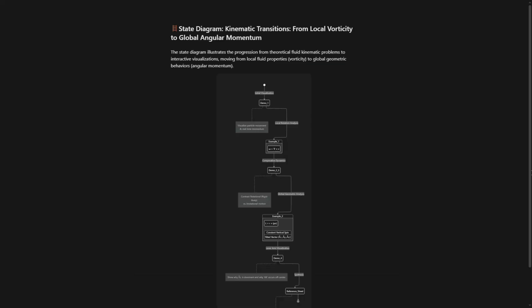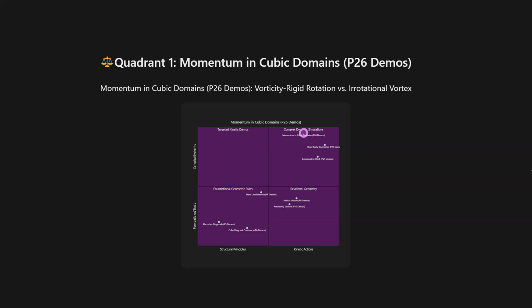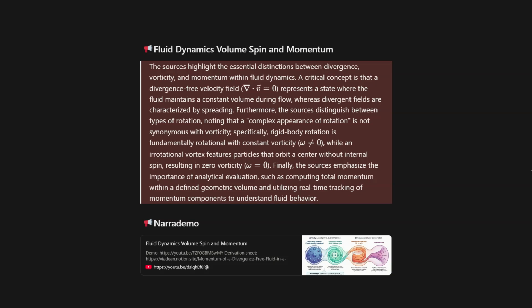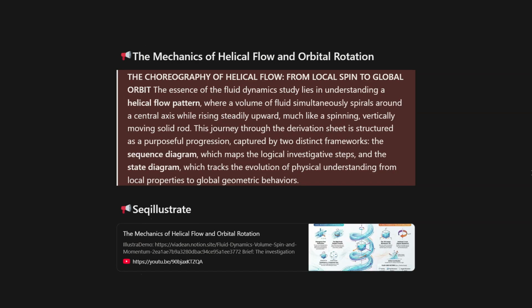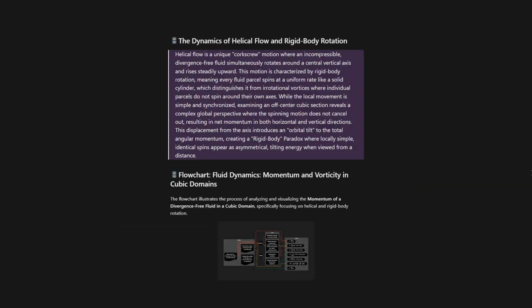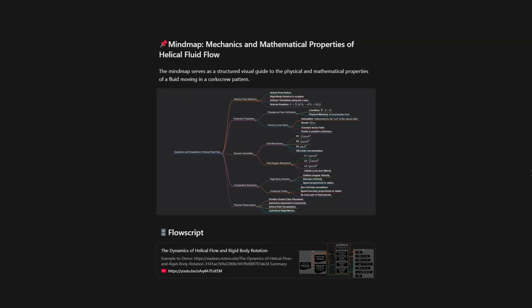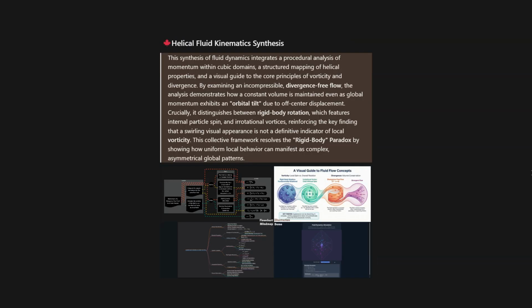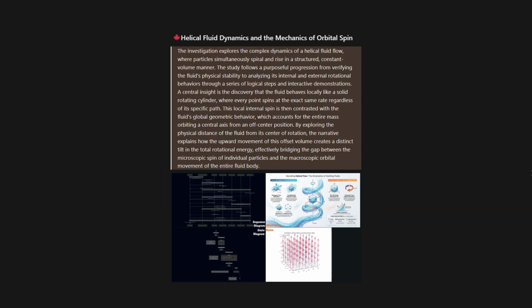Interactive learning. To make these abstract concepts tangible, the page provides comparative demos, visual tools that contrast rotational flow, where particles spin, with irrotational flow, where particles orbit but stay facing the same direction. Logical frameworks. Sequence and state diagrams that track the transition from theoretical physics to real-time visual simulations, helping researchers visualize how spatial orientation dictates the physical properties of the flow.